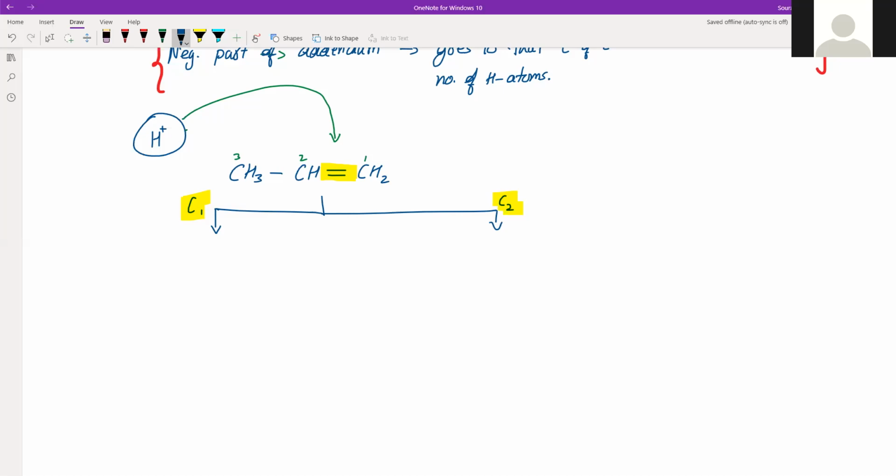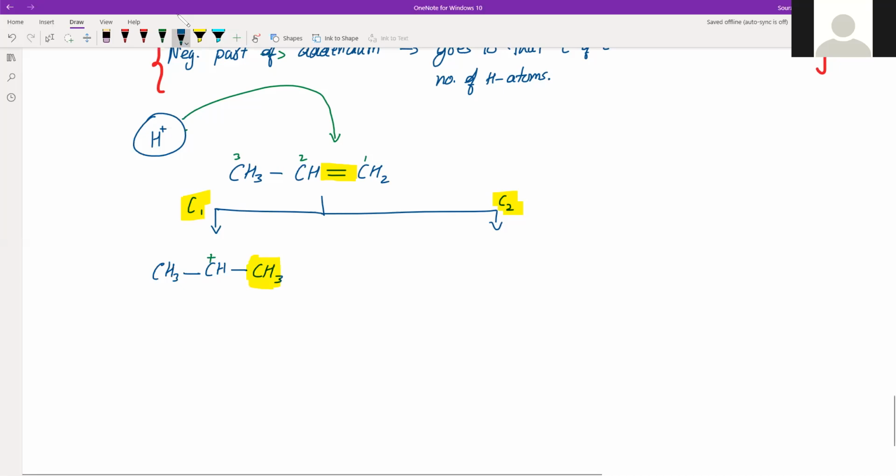So this will be, say, CH3, CH, and CH3. So the hydrogen has come to this C1 here. You can see here it has increased from CH2 to CH3. That means hydrogen came here. So what will happen now? This second carbon will have a positive charge.